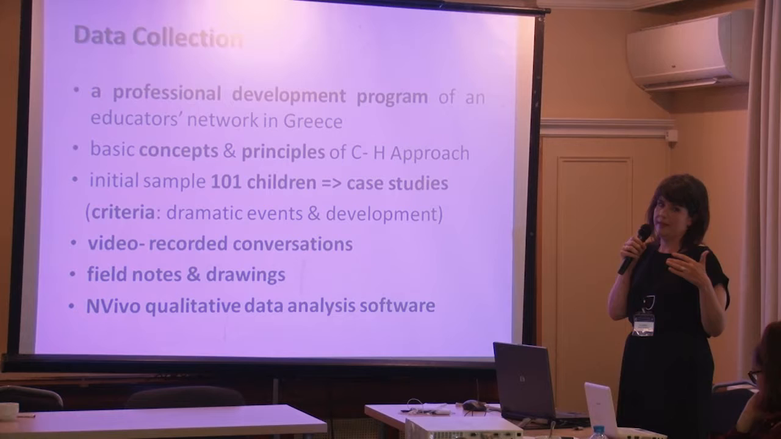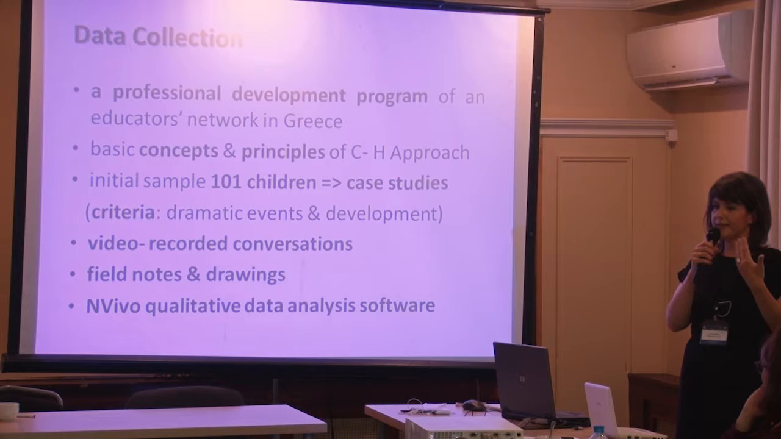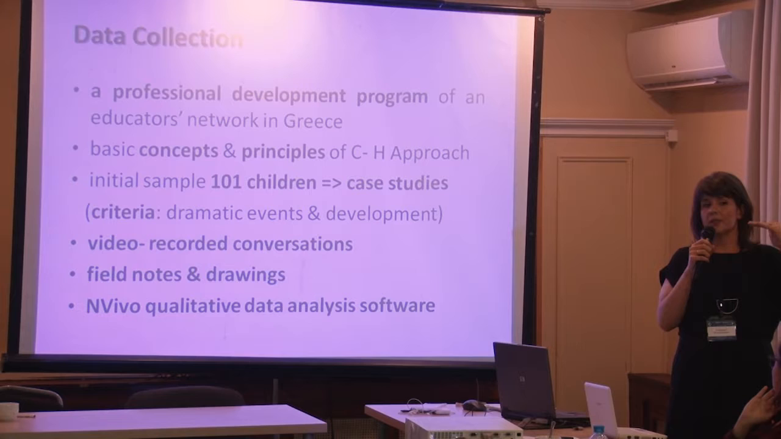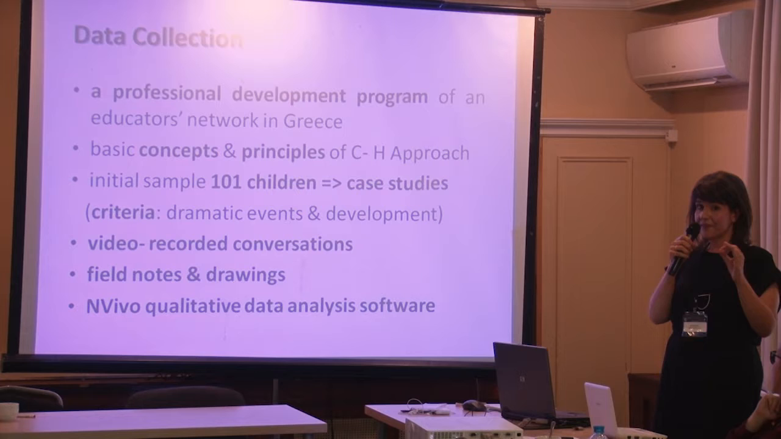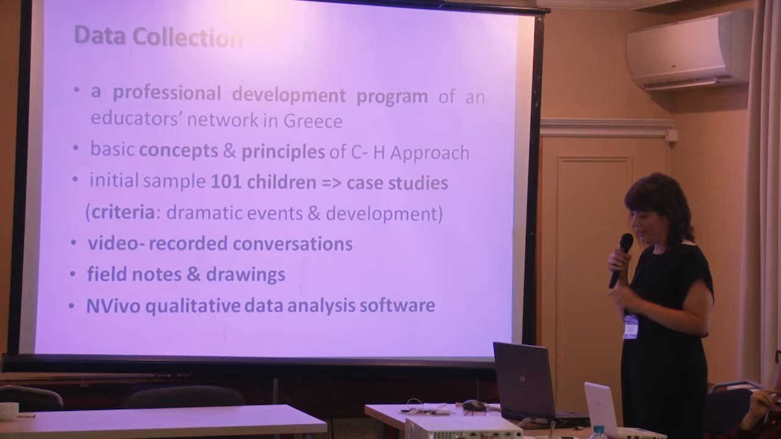We have 101 children, and of course we had to make a choice. We couldn't analyze the whole manuscript. So we have some case studies here, and the criteria we used to choose the case studies were whether there was a dramatic event during the whole procedure, and whether this dramatic event could help children to develop. So we do not have 101 children actually, but fewer than that.